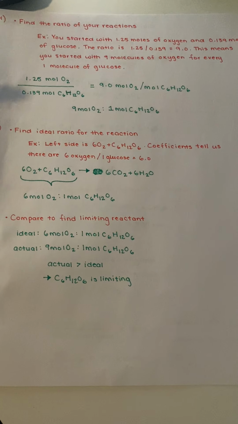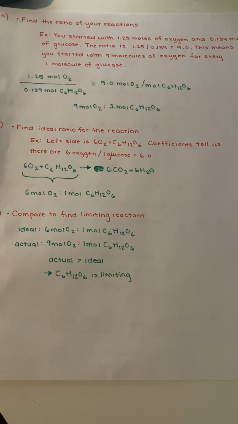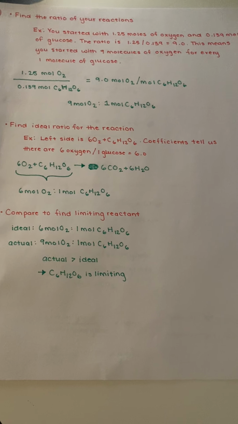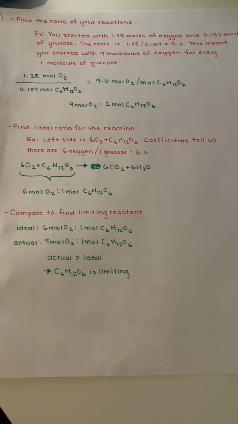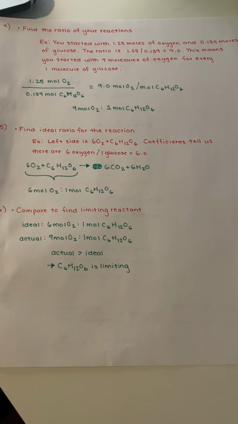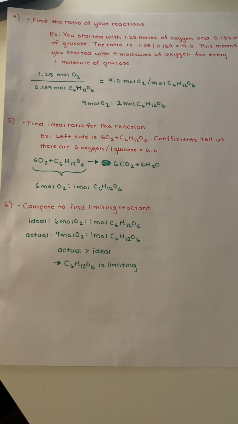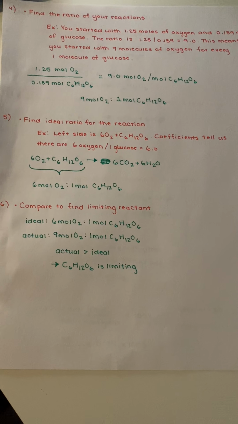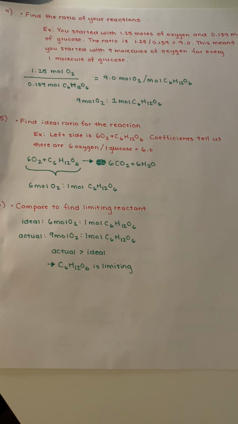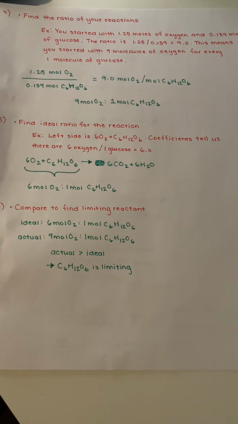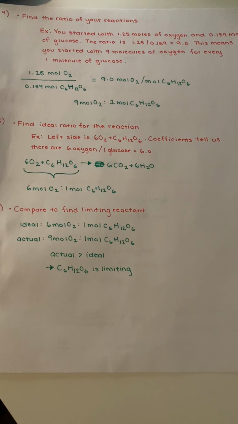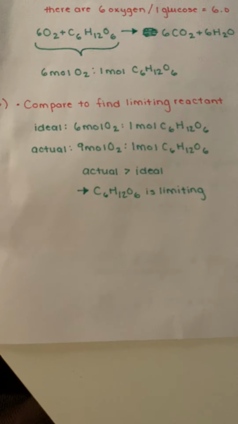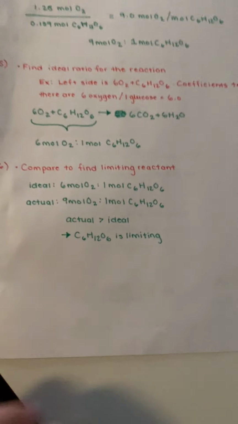Next step, we need to compare the ratios to find the limiting reactant. So if the actual ratio is greater than the ideal ratio, then you have more of the top reactant than you need. So the bottom reactant in the ratio is the limiting reactant. So in the example that we're doing, the actual ratio of oxygen to glucose is 9, and that is greater than the ideal ratio, which is 6. The bottom reactant, which is glucose, is the limiting reactant, as you can see here in this green work.